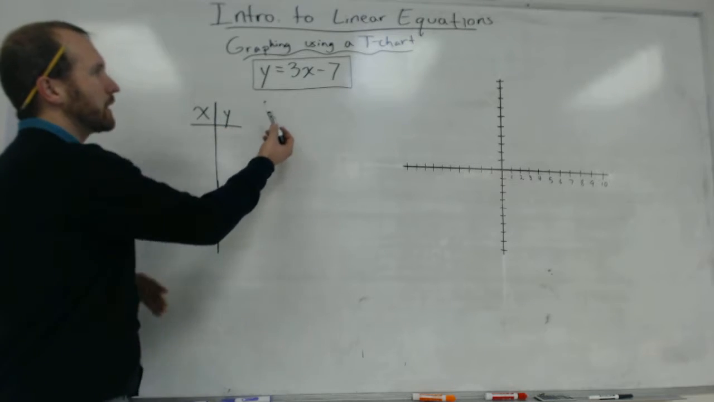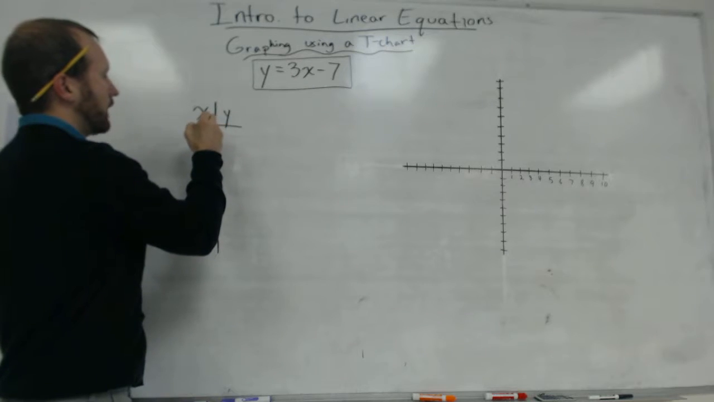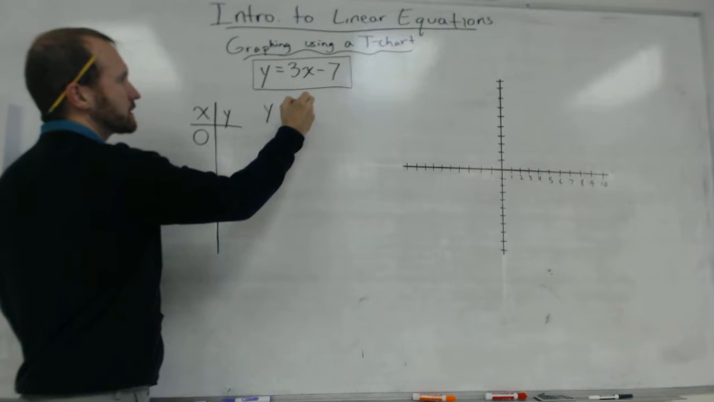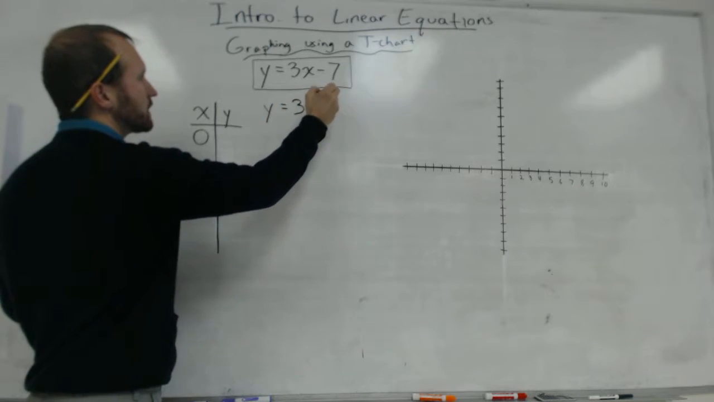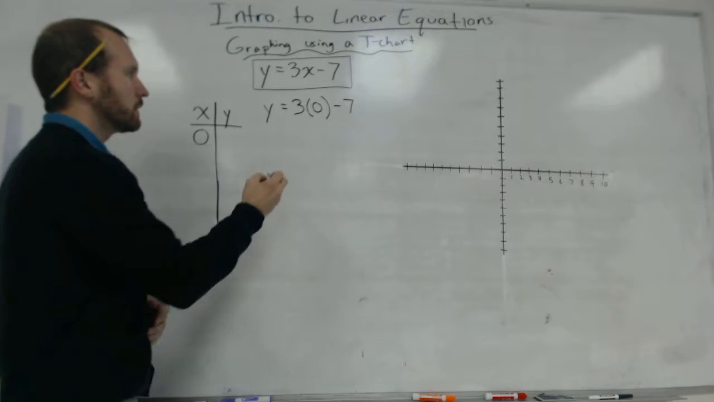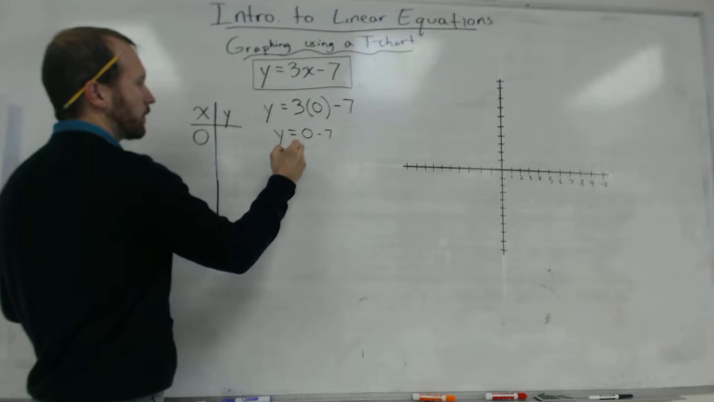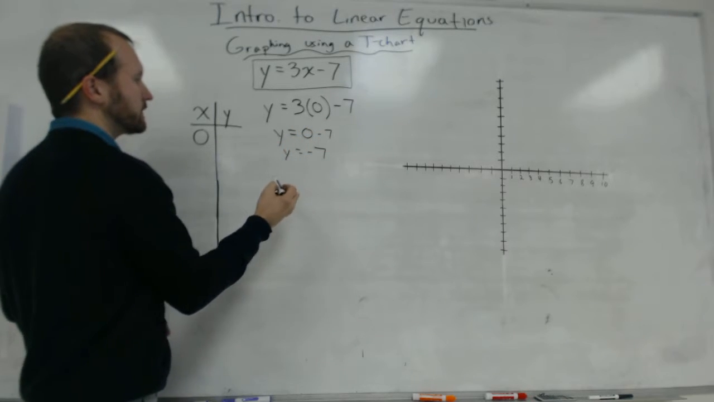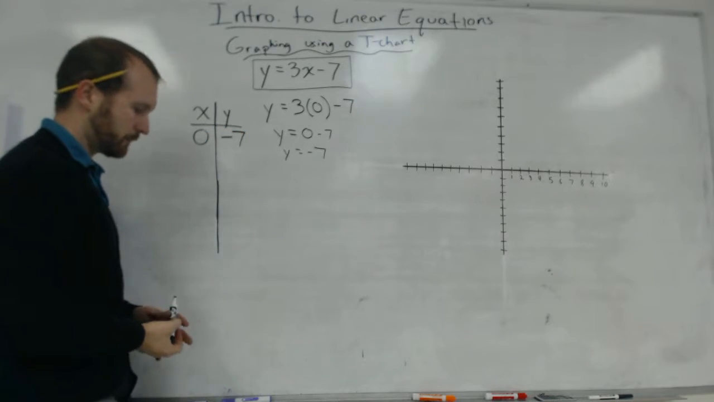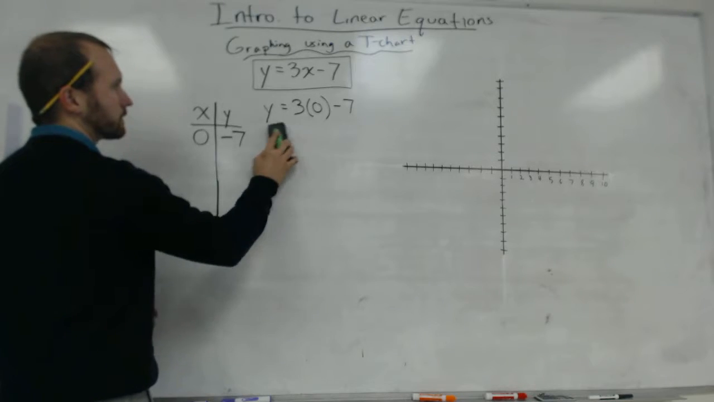What we do is we pick a number. Like let's say I picked the number 0 for x. I would say when x is 0, y equals 3 times 0 minus 7. So y would equal 0 minus 7, y would equal negative 7, and that is what I put in this side of the T-chart. Okay. Then I can erase all of this.